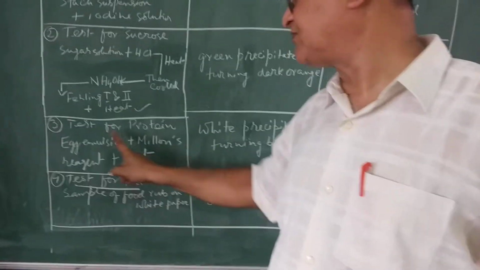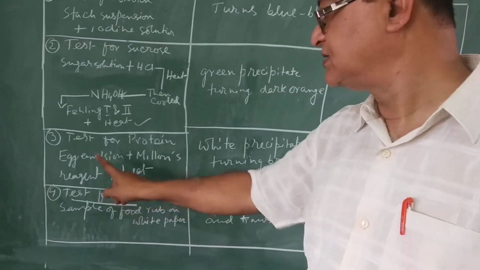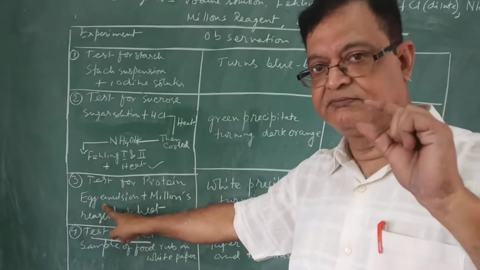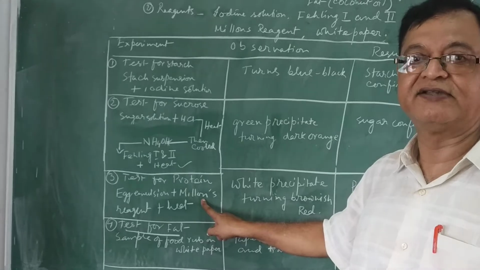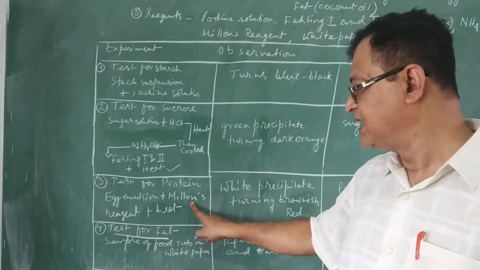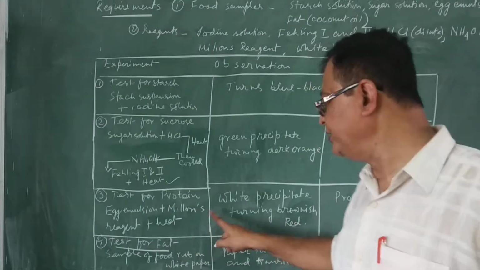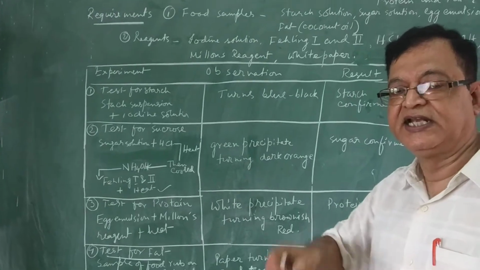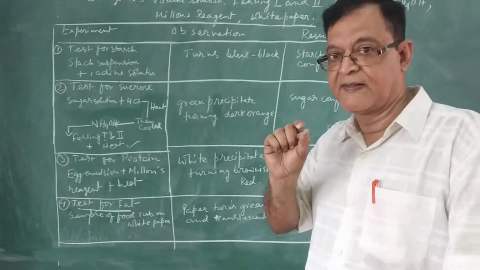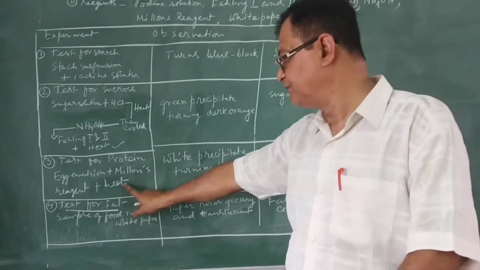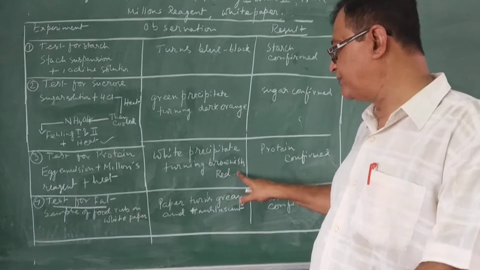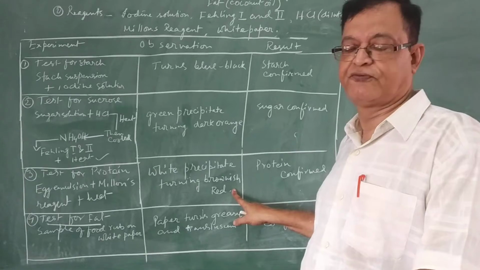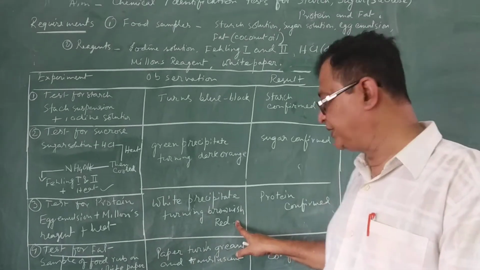Number 3, test for protein. It is a simple test. We take some drops of egg emulsion, add Millon's reagent, that's sufficient for it, and then we heat it. When we add the Millon's reagent, it gives a white precipitate. This white precipitate, when you heat, slowly turns brownish red. This is the proof of the presence of protein.